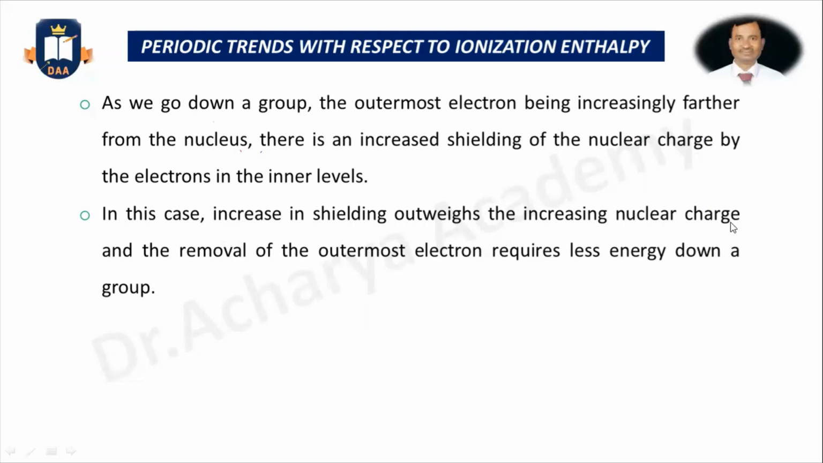When I talk about the period, then it is the reverse case. The increasing nuclear charge outweighed the increase in shielding effect. But for the group, increase in shielding outweighed the increase in nuclear charge. And what will happen? The removal of the outermost electron requires less energy down a group.